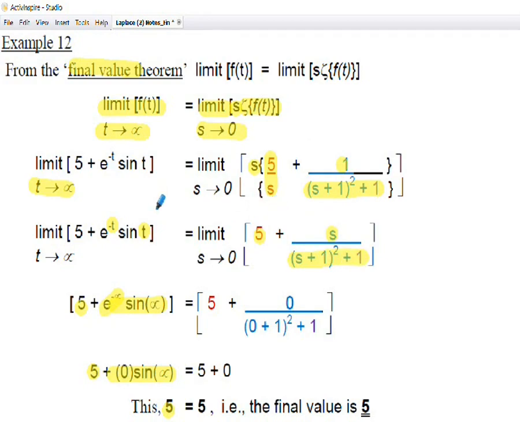Again, if we put our limit in, the limit here is s tending towards 0, the 5 remains as 5 because it's a constant, it's not affected by the s value, but we put an s of 0 into the next expression, so the whole term will disappear because we're multiplying by 0. So again, on the right hand side, we end up with 5. So the final value for this system is 5.